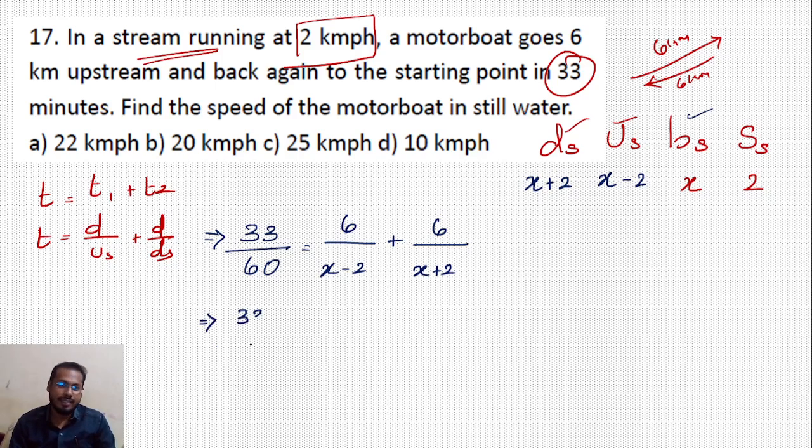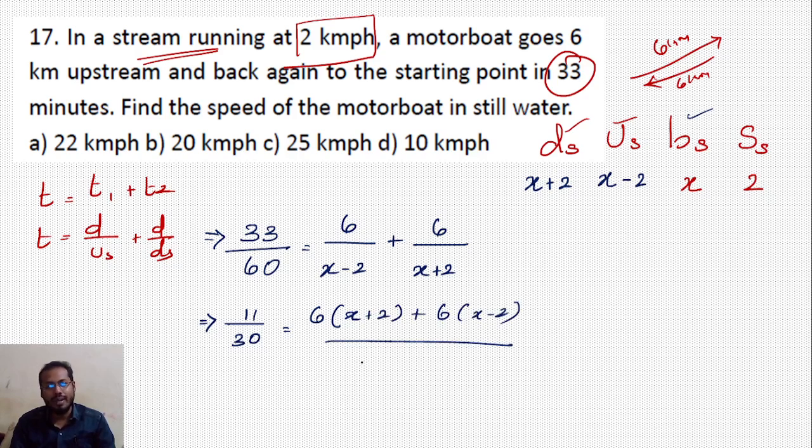33, I can write this as 11 by 30, that is equal to 6 into x plus 2 plus 6 times x minus 2 over x minus 2 into x plus 2. So what is the formula for a plus b into a minus b? A plus b into a minus b is equal to a square minus b square, right? So just write x square minus 2 square.